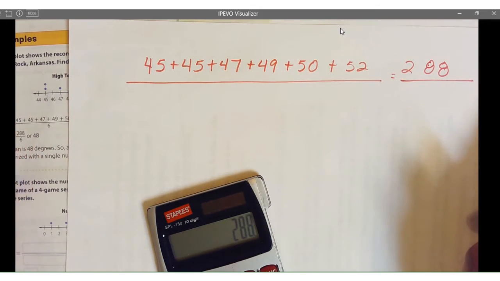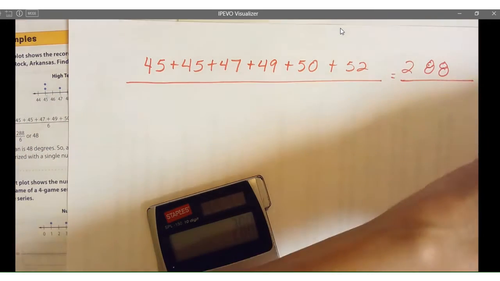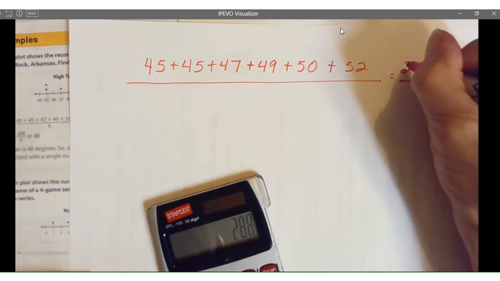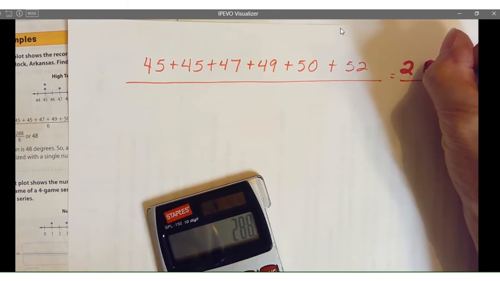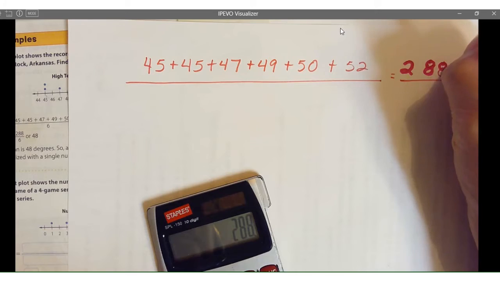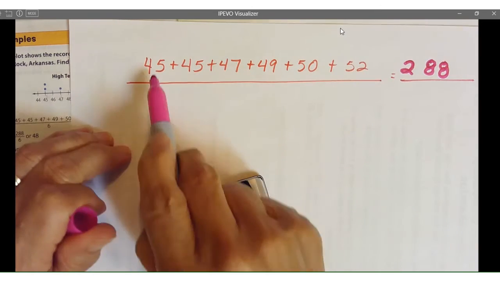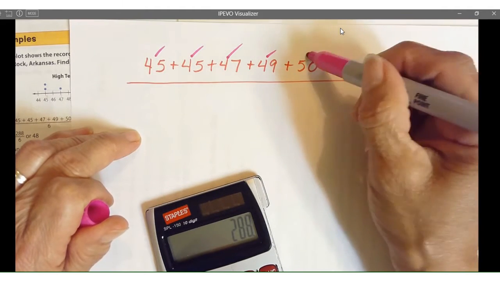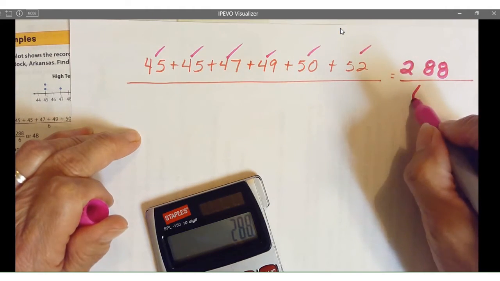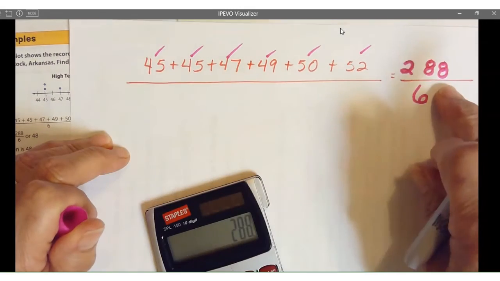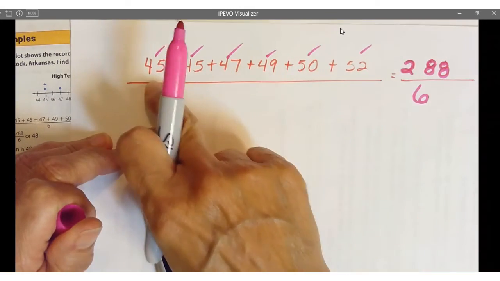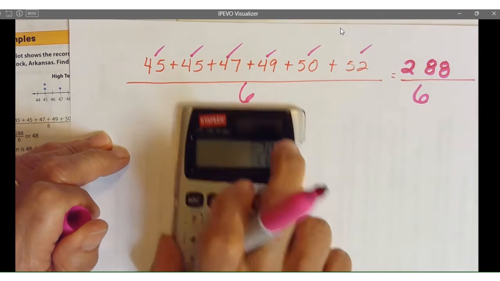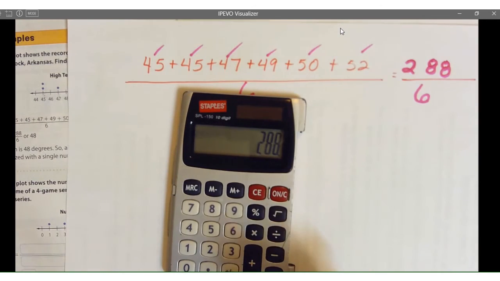Okay, so how many pieces of data do I have? Let me make this clearer here. 288. There we go. I have a total of 1, 2, 3, 4, 5, 6 pieces of data. This is my data set. That's the total. I have a total number of 6 pieces. I'm going to take that and divide it into 288. 6 divided into 288 is 48.